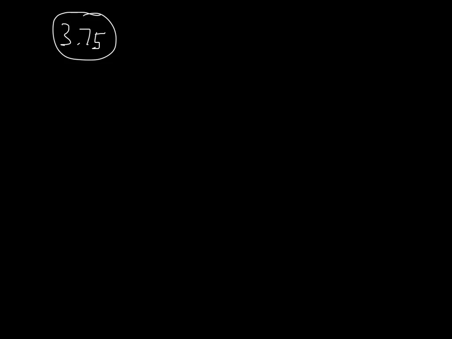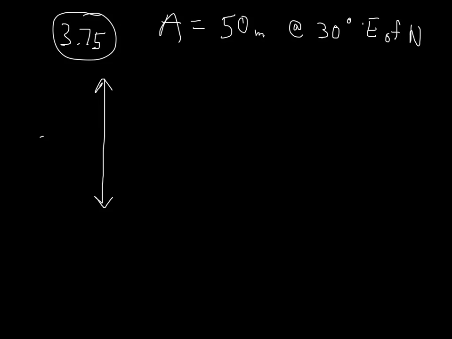So let's draw a picture. Figure out what these vectors are. We have vector A, and vector A has a length of 50 meters, at 30 degrees east of north. When we've had a question like this before, we've always drawn a picture, right? We draw a coordinate system. I got to go 50 meters at 30 degrees east of north.